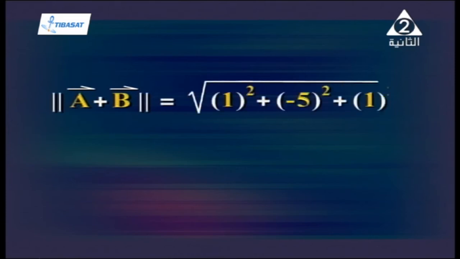Norm of A plus B vector. What is the norm of A plus B? It is the length of the A plus B vector. We find the A plus B vector first, then take the square root of 1 squared plus negative 5 squared plus 1 squared, which equals the square root of 27. This is the norm of the A plus B vector.